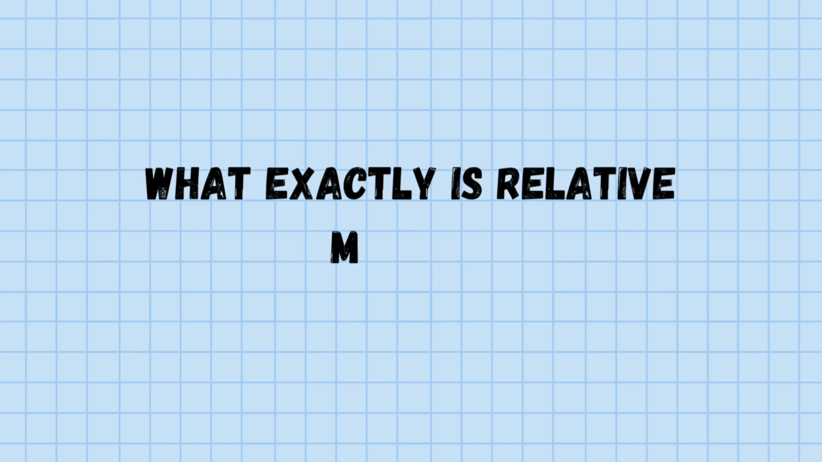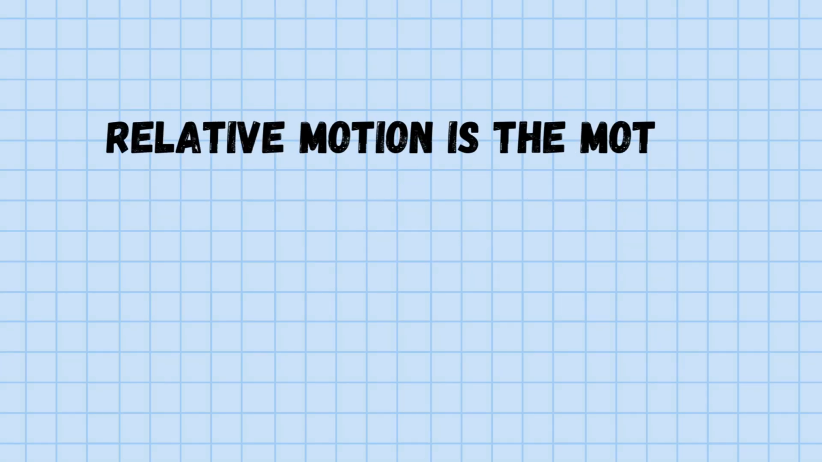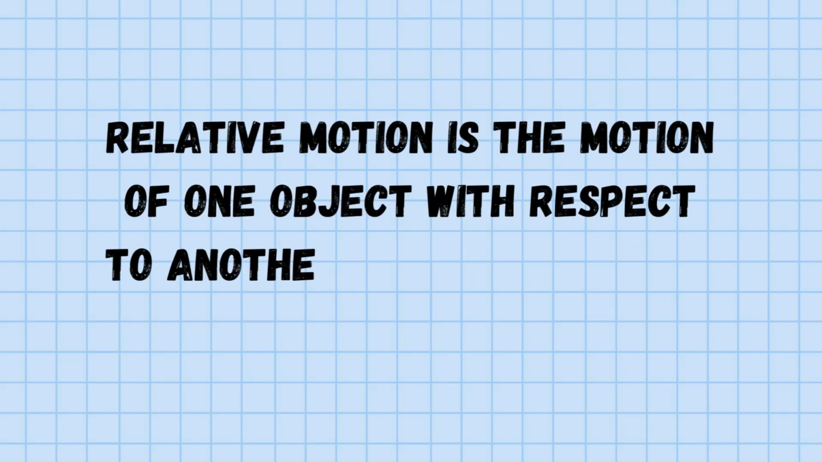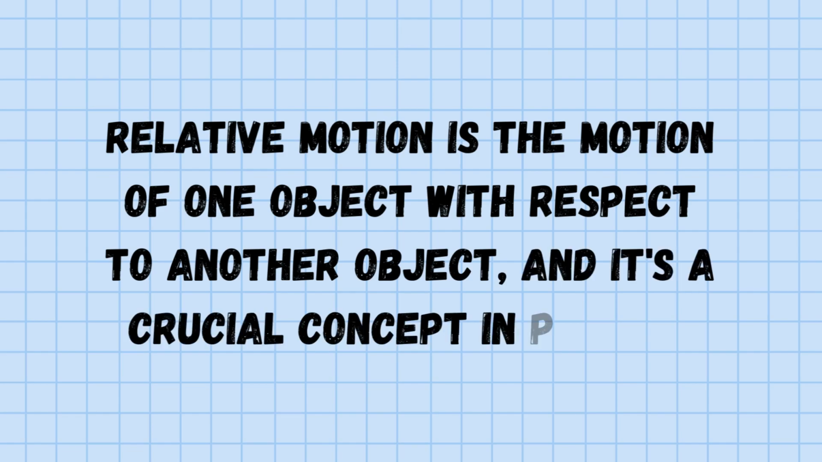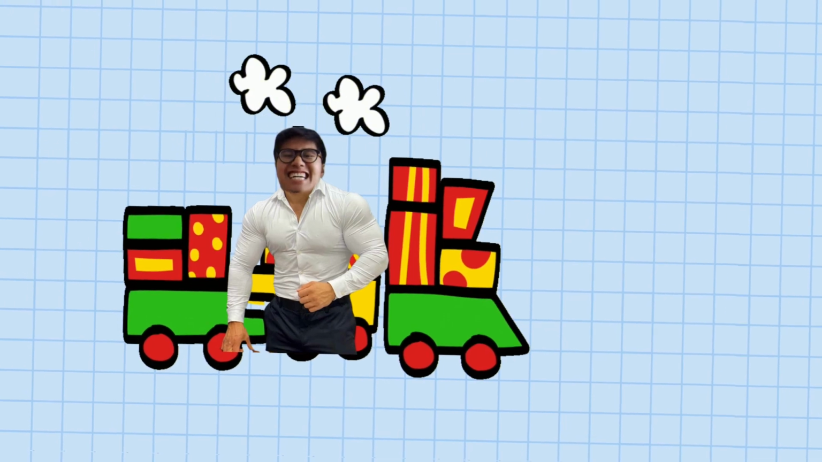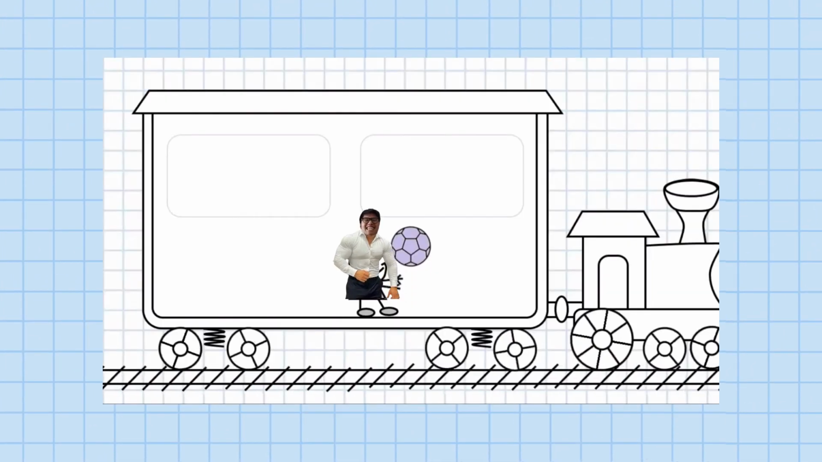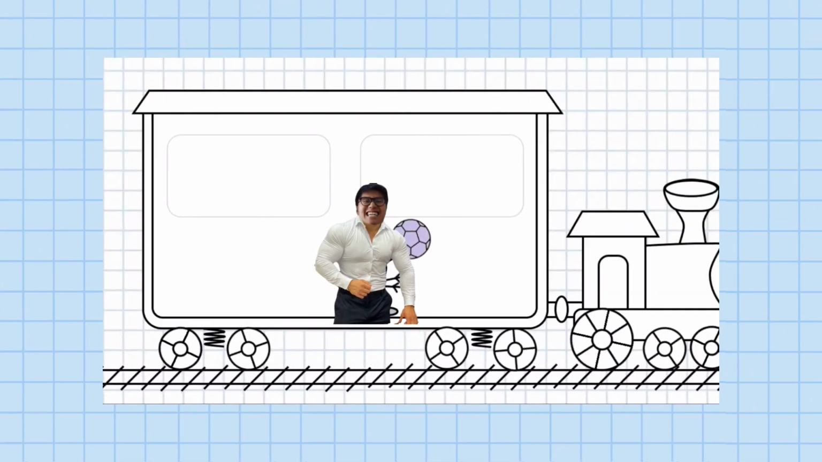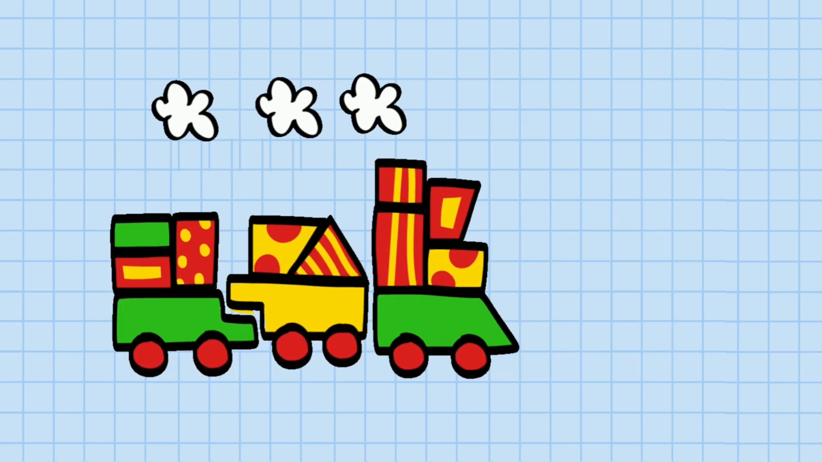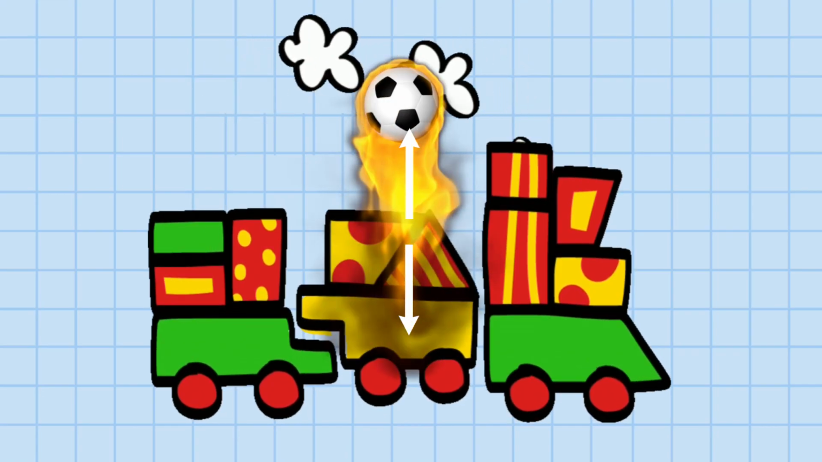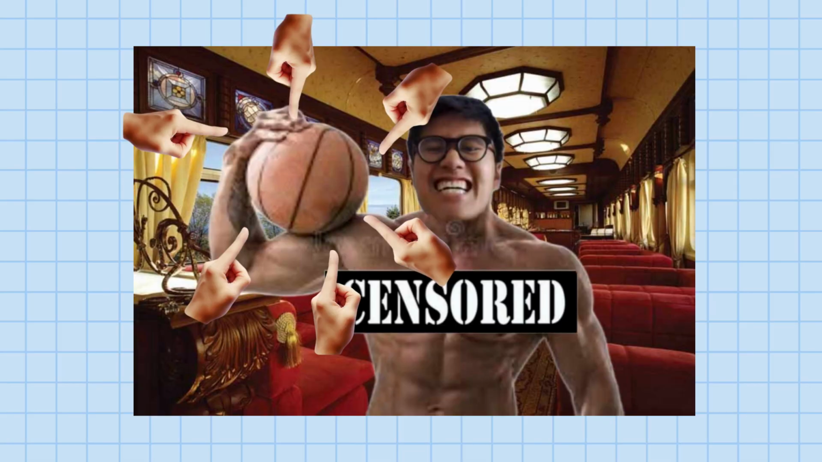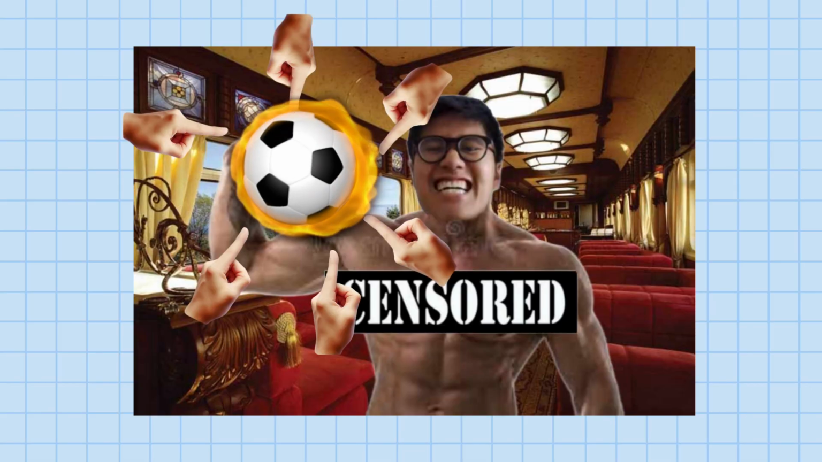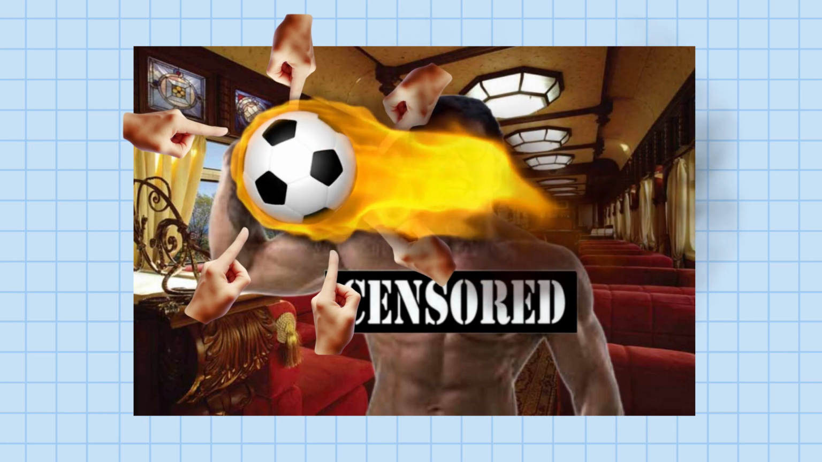What exactly is relative motion? Relative motion is the motion of one object with respect to another object, and it is a crucial concept in physics. Imagine you're on a train that is moving at 60 miles per hour. If you throw a ball straight up in the air, it will come back down to you even though you're moving at a high speed. That is because the ball's motion is relative to the train and not the ground. This means that even though the ball looks still or not moving in your hand, it actually has velocity.